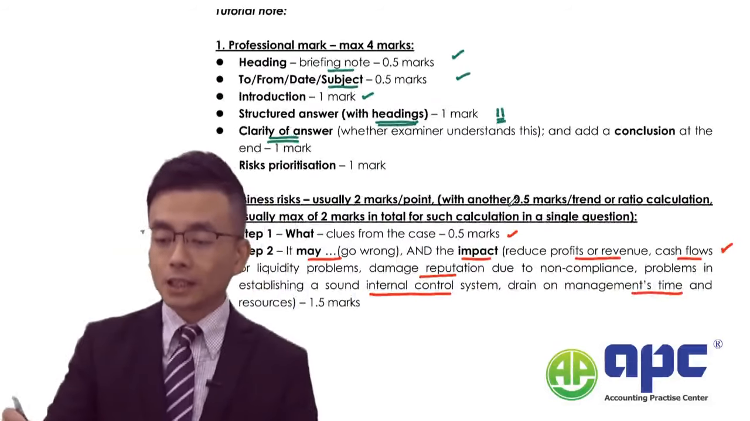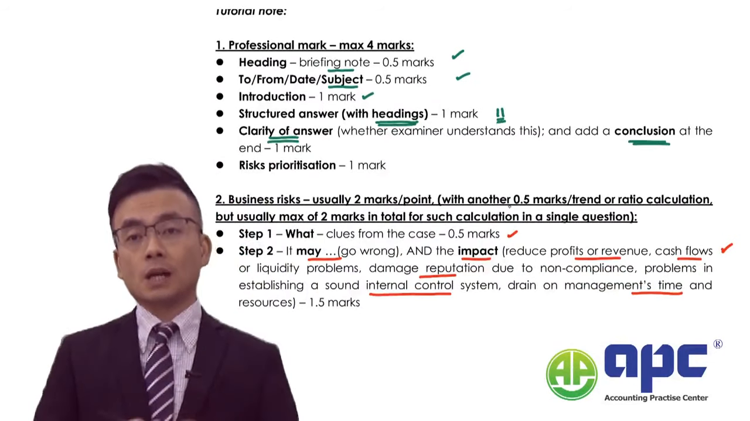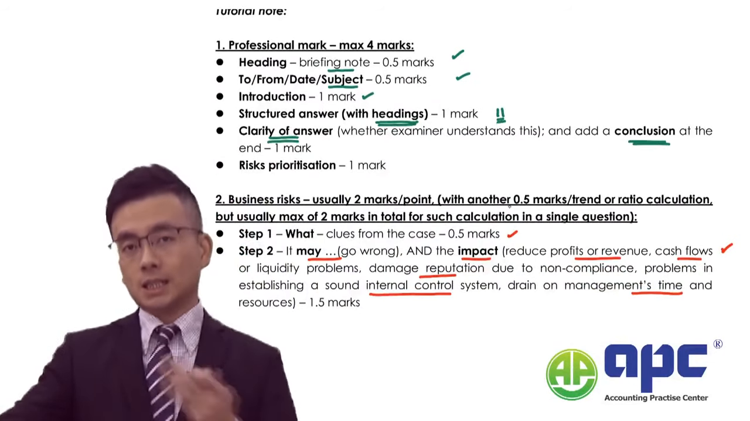And of course, add the conclusion at the end. Again, one sentence would be absolutely enough. So I would conclude whether or not risks are high or low, and that's all you need to do.